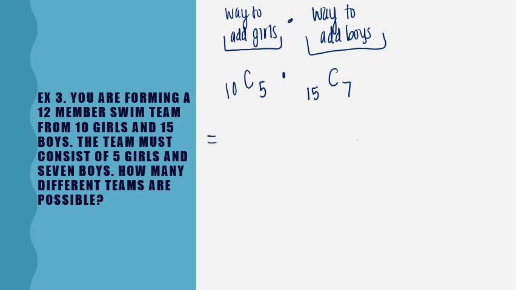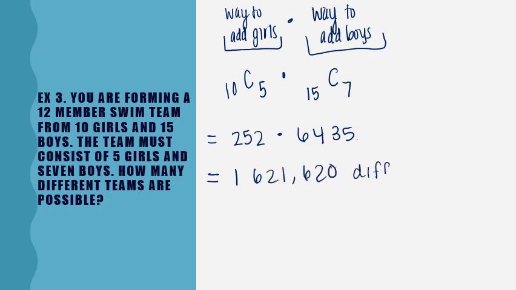In this case, you could go ahead and multiply this out and you would get 252. Multiply that by 6435, and then multiply those two numbers and we get 1,621,620 different possible teams.